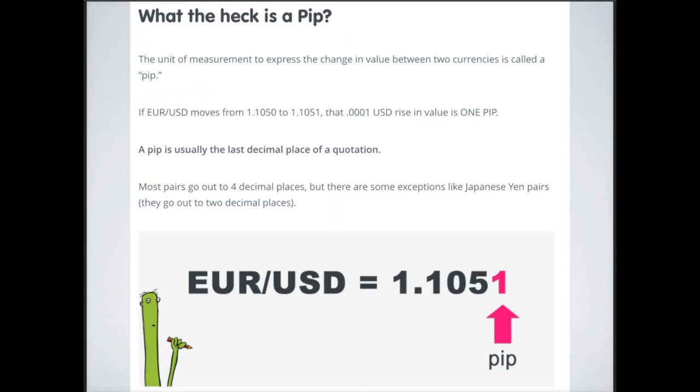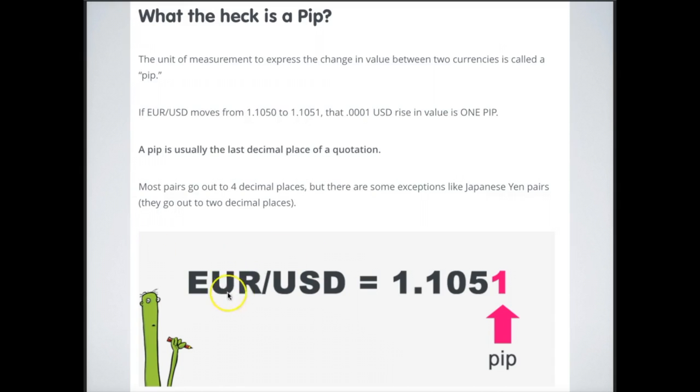What the heck is a pip? This is straight from BabyPips. If you have not gone over BabyPips, I'm telling you right now to stop this video and read through BabyPips. I'm just giving you the shortcuts, the little things you should pay attention to in BabyPips. Pips are usually the last decimal place of a quotation.